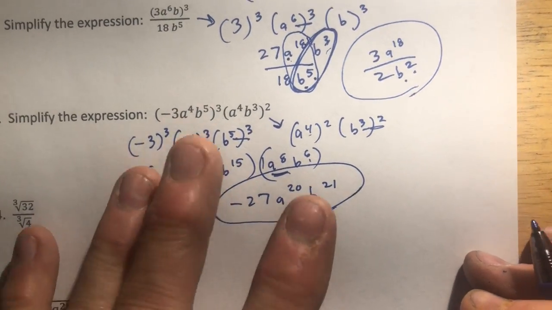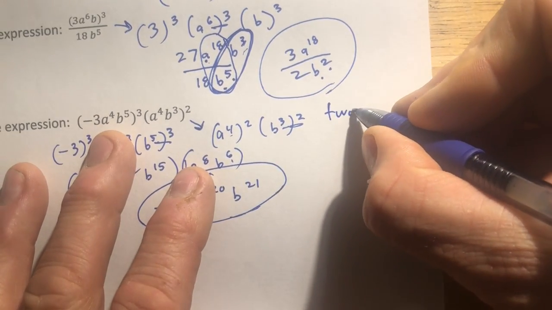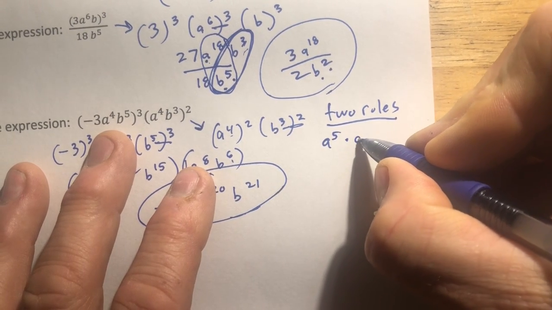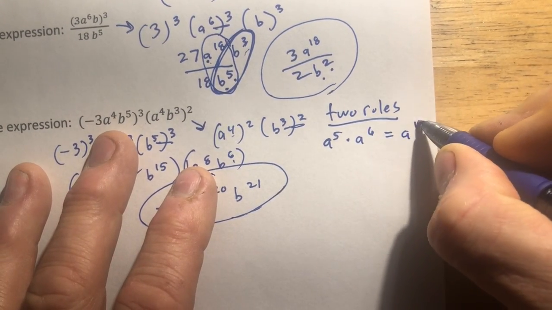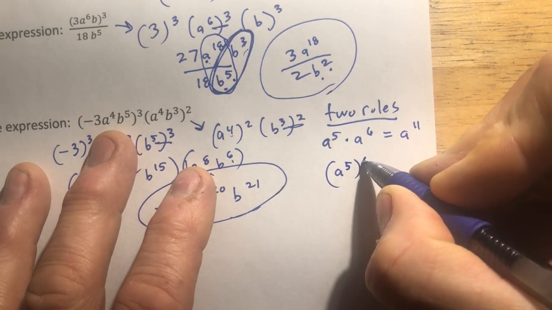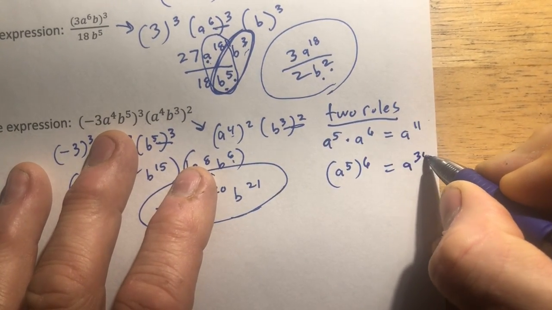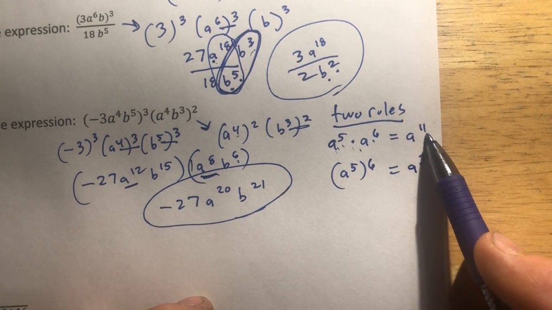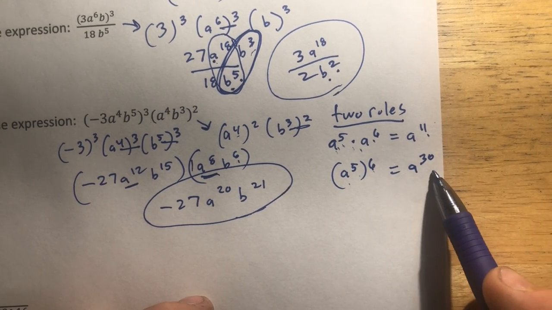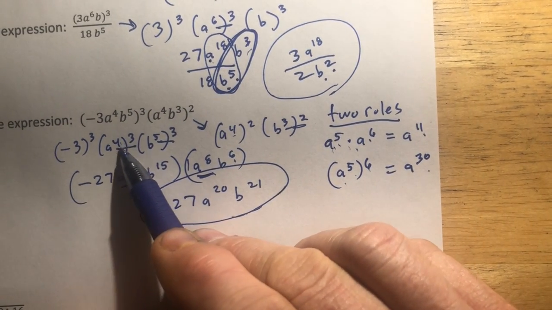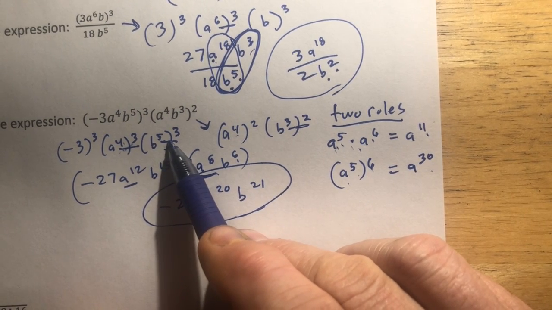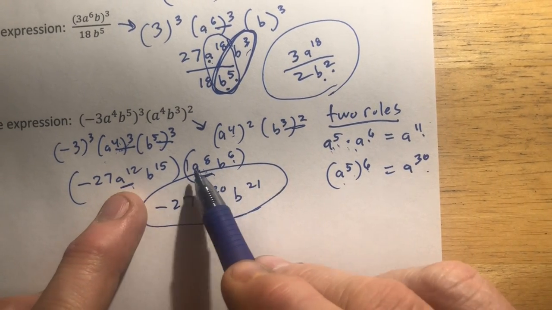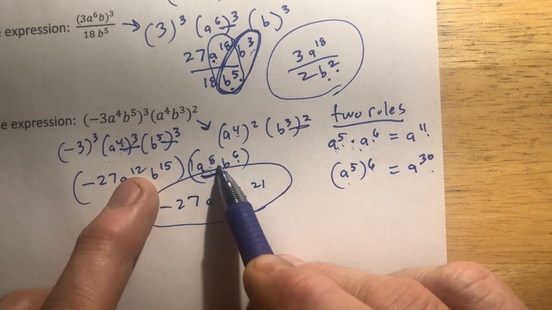You have 2 rules we're using here. A to the 5th times A to the 6th, I add those, that's A to the 11th. A to the 5th to the 6th is A to the 30. Got 2 rules here. When we have 2 bases, each with an exponent, you add those. But if I got a base with 2 exponents, I multiply those. So that's right here, see, I multiply those. Right here, I multiply those, because it's a base with 2 exponents. But right here, when I put these together, that's 2 bases, each with an exponent, so I add them.